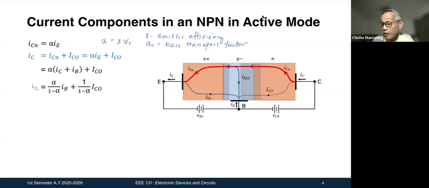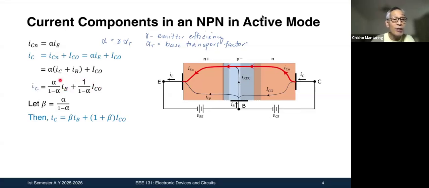ICO. Okay. Now, if I let beta equal alpha over 1 minus alpha, and then I again manipulate this equation, I'm going to come up with this equation. So this is the complete equation for IC in terms of beta, IB, and ICO. This one is the complete equation for IC in terms of alpha, IB, and ICO. Again, this is your equation in terms of alpha. This is your equation in terms of beta.